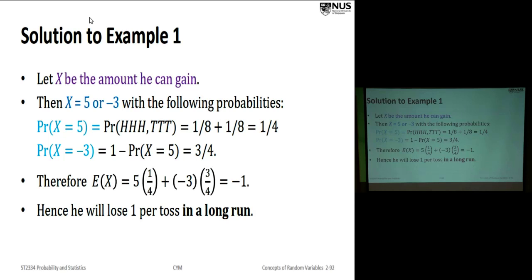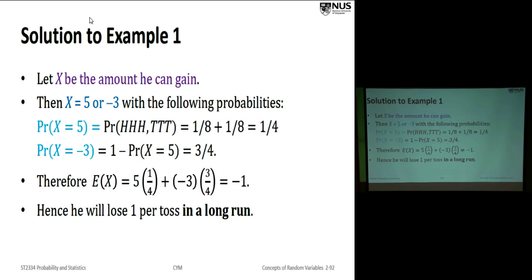So the probability of getting 3 heads of a fair coin is 1 over 8. The probability of getting 3 tails in 3 flips is 1 over 8. Those are mutually exclusive events, so the probability of the union is equal to the sum of the probabilities. So that probability is 1 over 4. In the case where this individual doesn't get one of these two cases, then that individual loses 3. So the probability that this individual loses 3 is 1 minus 1 over 4, which is 3 over 4.